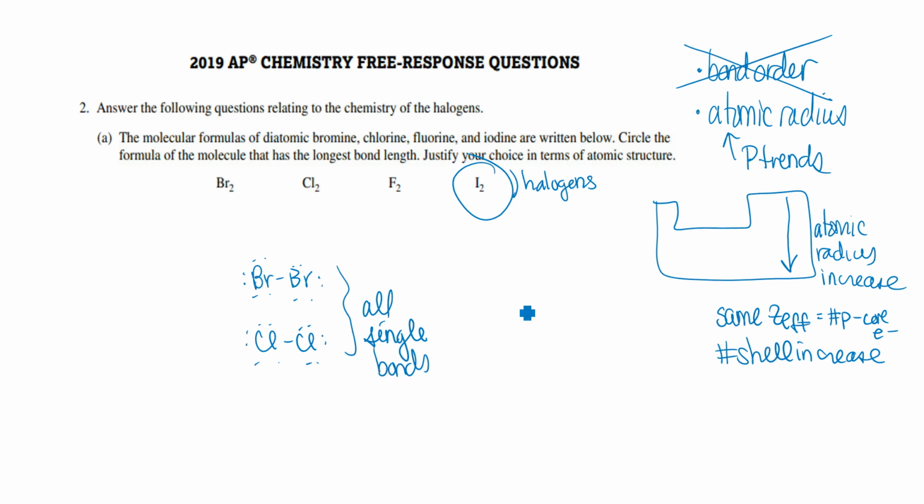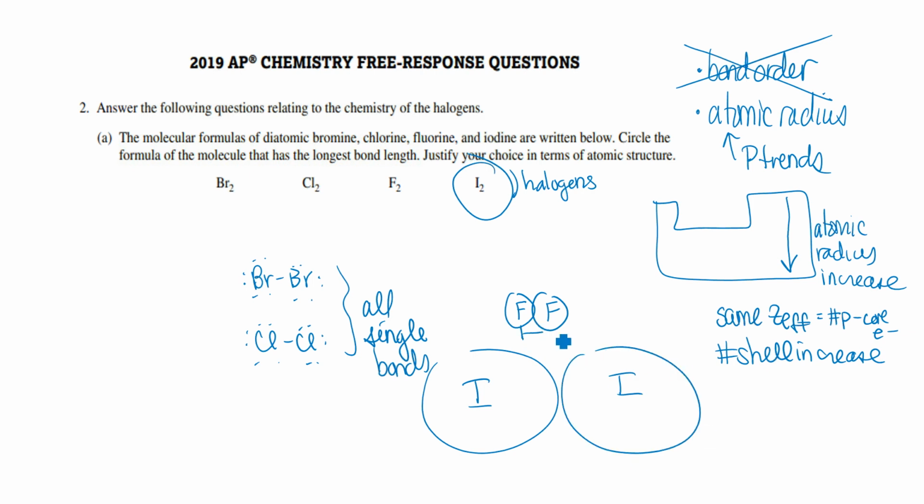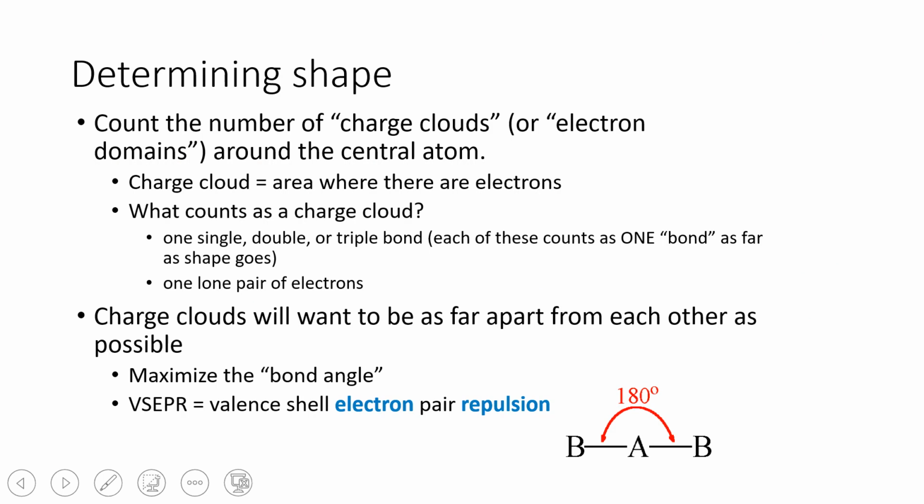And if you were to picture what this looks like, let's compare fluorine, which would be the smallest of them, versus a molecule of iodine. Since the individual atoms of iodine are so much bigger, the bond length in the iodine molecule is going to be much greater than it is in fluorine. So that's what we're looking at there. This is really a periodic trends question, it turns out to be. So I feel like periodic trends can pop up a lot in these bonding applications.